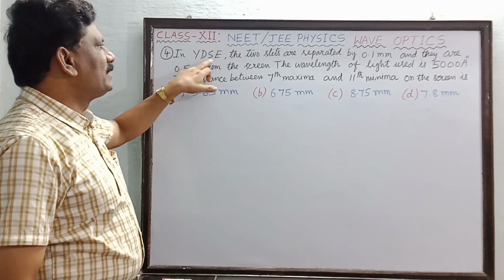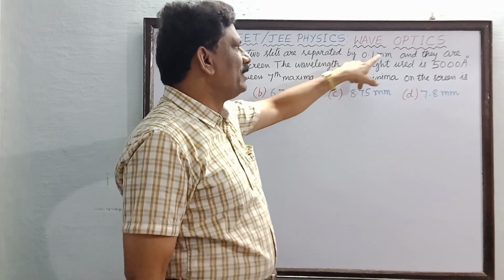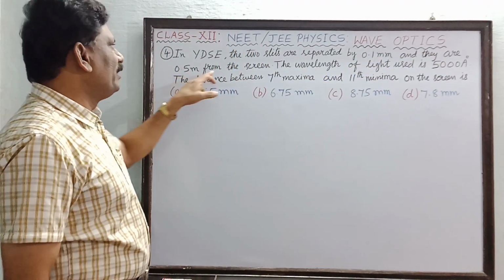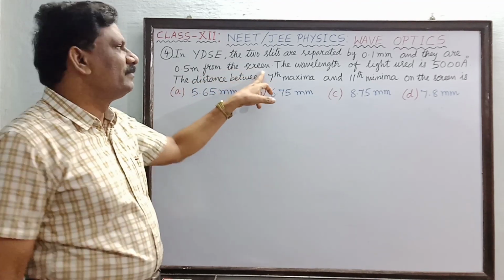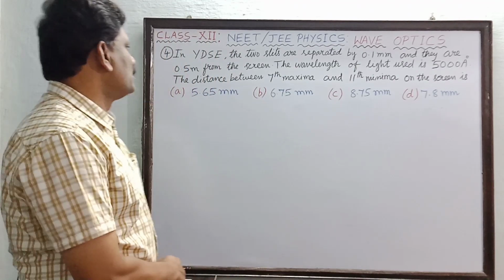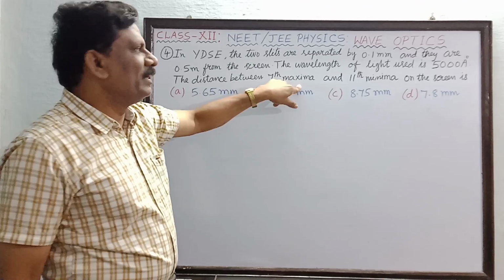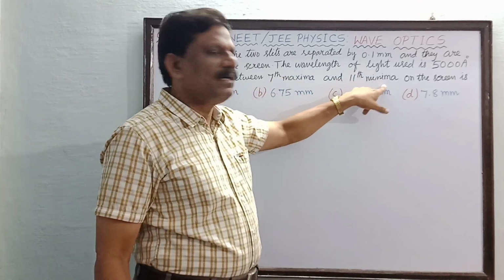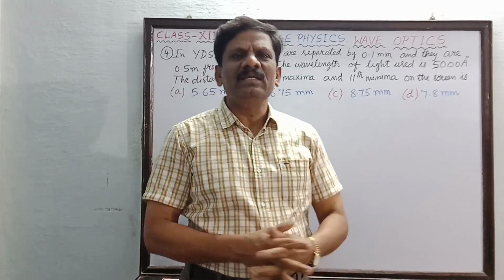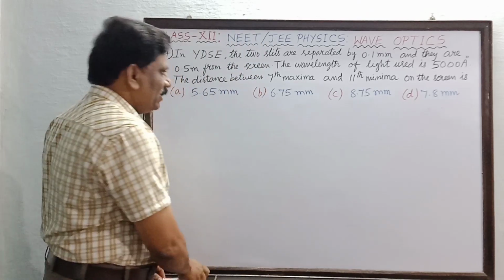In Young's double slit experiment, the two slits are separated by 0.1 millimeter and they are 0.5 meter from the screen. The wavelength of light used is 5000 angstrom unit. The distance between the 7th maxima and 11th minima on the screen is to be found. It's a very important type of numerical problem and also very interesting.